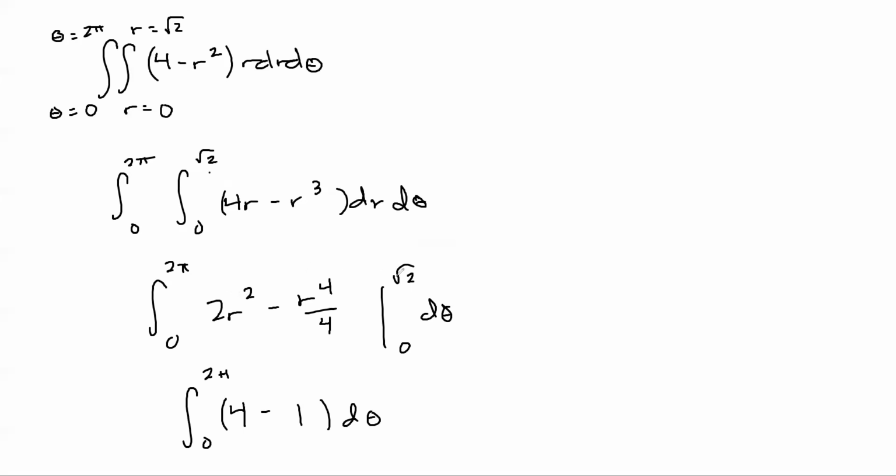All right, so yeah, 2 times 2 is 4, over 4. And so that gives us the integral from 0 to 2 pi of 3 d theta, which is going to be 3 times 2 pi. That's going to be 6 pi. Okay, hold on. Did we do that right? So we multiply the 4r, r cubed, 2r squared, r to the 4th over 4. I got it all discombobulated. Yep, looks good.